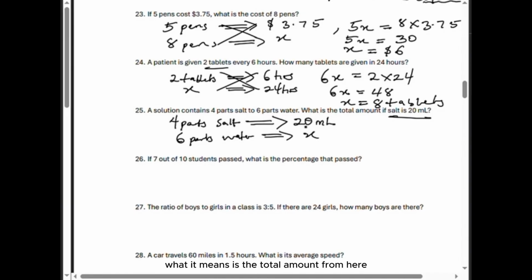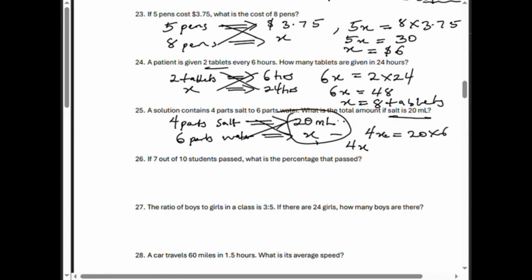So total amount, what it means is the total amount from here, that is the real amount of salt plus the real amount of water. So let's get the real amount of water first, which is X, then you add it with 20 milliliters, then you'll be able to get the total amount. So here, let's cross multiply this. You have 4x equals what? 20 times 6.